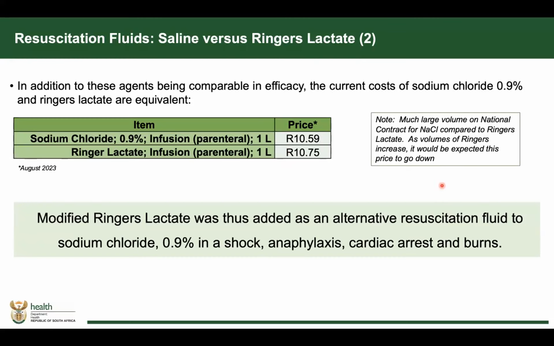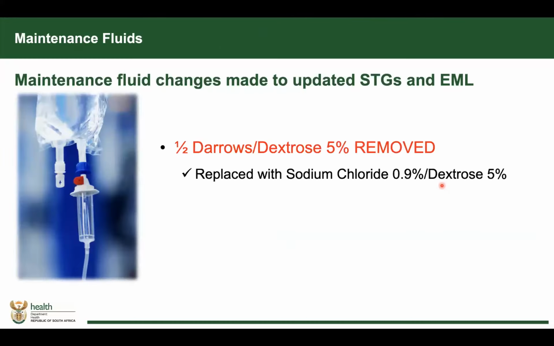But what's quite interesting is that the volumes procured currently of Ringer's lactate are much lower than that for normal saline. And so if we were to start prescribing more Ringer's lactate, it might trigger a potential cost reduction in the next round of procurement of that fluid. So that's one change that has been made. The second one is related to IV maintenance fluid therapy. So I think many pediatricians or many child health practitioners will be very familiar with half-Darrow's dextrose.